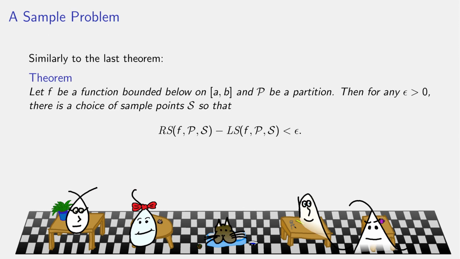Okay, here's a problem to work on. It's really very similar to the last one, just show that you can get Riemann sums to be close to your lower sums. Try to basically duplicate the previous argument, but with some inequalities reversed.